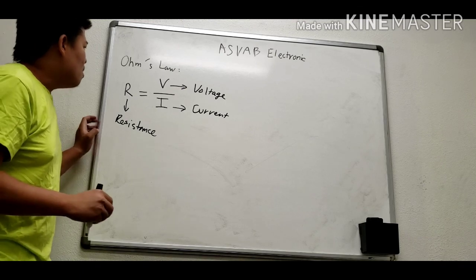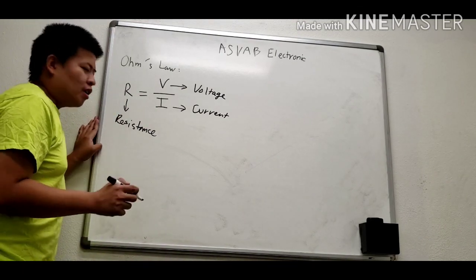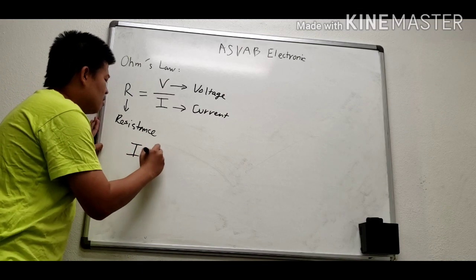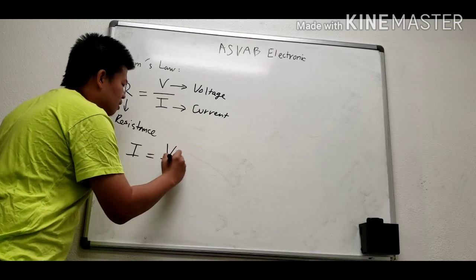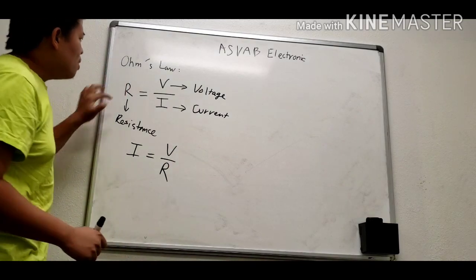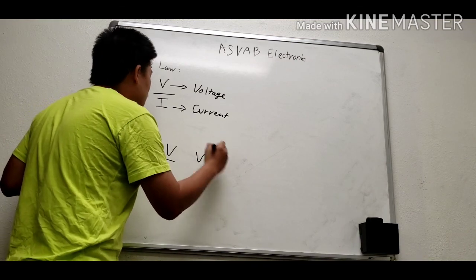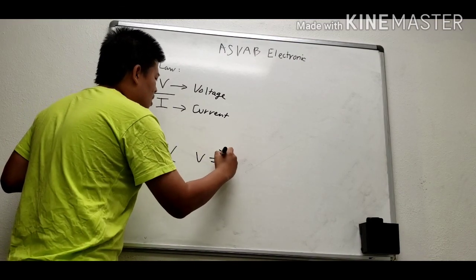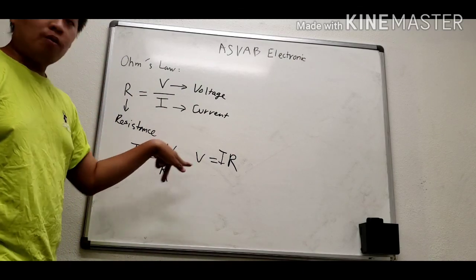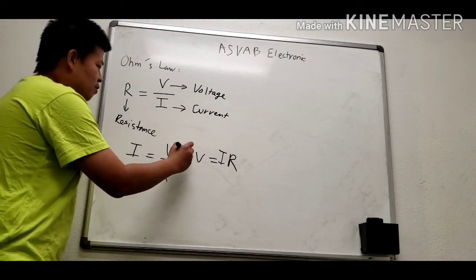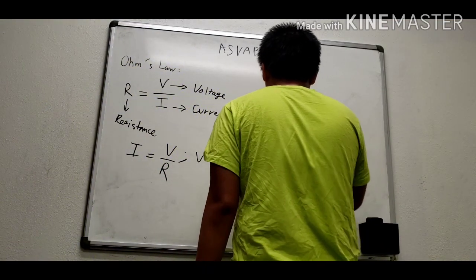And we have another formula. If we want to calculate the current, we have V divided by R. If we want to calculate the voltage, we have I multiplied by R. So we have two formulas we need to learn. If you forget the formula, I will show you this one.